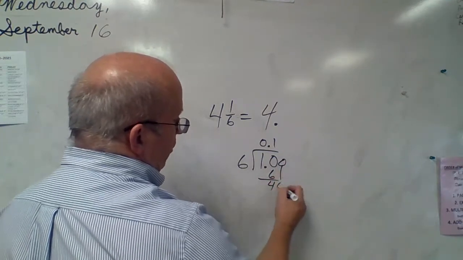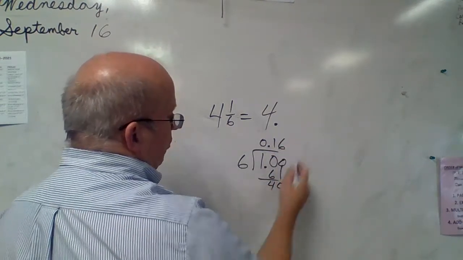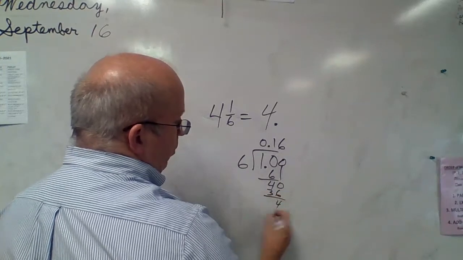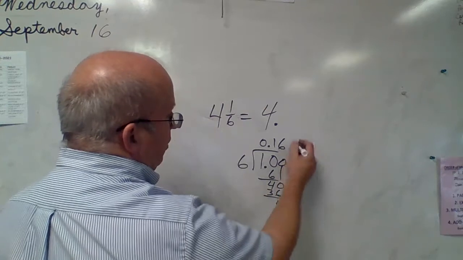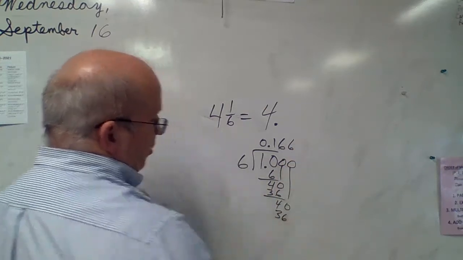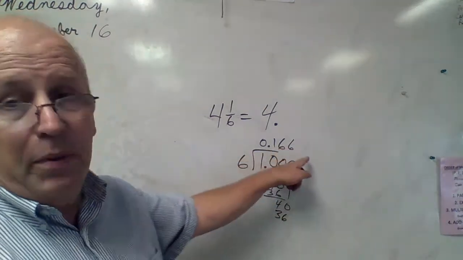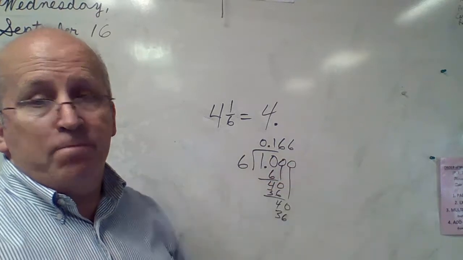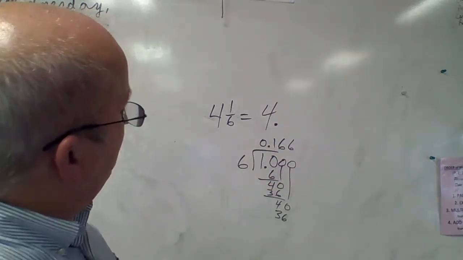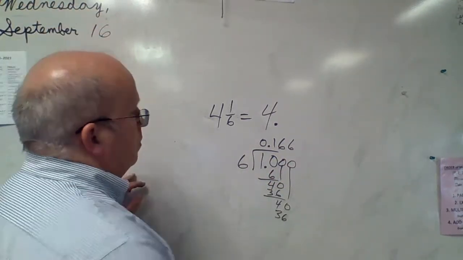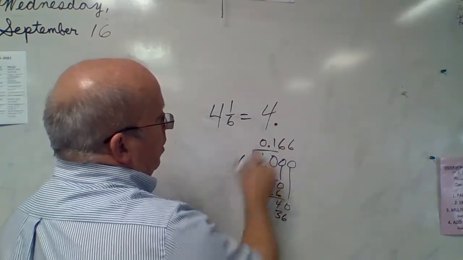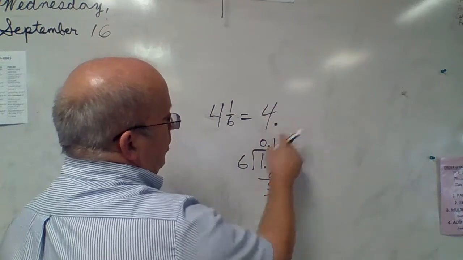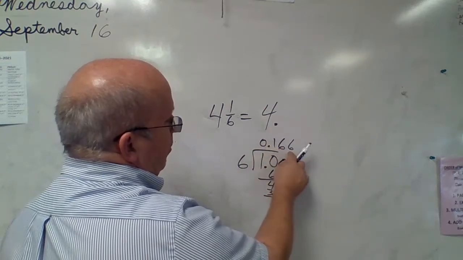Let's bring down another 0. 6 goes into 40 6 times with a remainder of 4. Oh, 6 goes into 40 6 times. You see what's happening here? This is going to repeat over and over again, right? So how do I write that as an answer? Well, like I did before, it's just a matter of combining these two together. 4 point something, and we've got 0 point something, right?